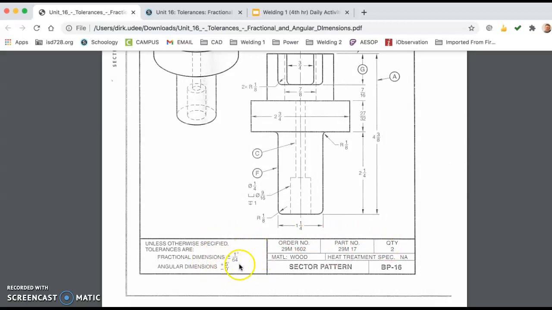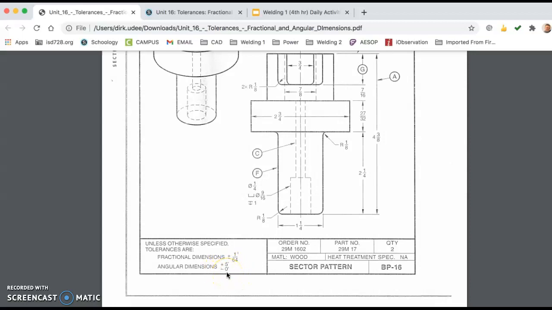Your fractional dimensions are going to be plus or minus a 64th, and your angular dimensions are only going to be plus 5 minutes. Because it's only plus 5 minutes, that minimum number that you see, let's say it's 45 degrees on your blueprint, the smallest size, the lower limit, is still going to be 45 degrees. The maximum, or your upper limit, with a plus 5 minutes for your tolerance, would make it 45 degrees, 5 minutes. That's it. So we're not going to do any subtracting of your angular dimensions. There's nothing to subtract because it's 0.